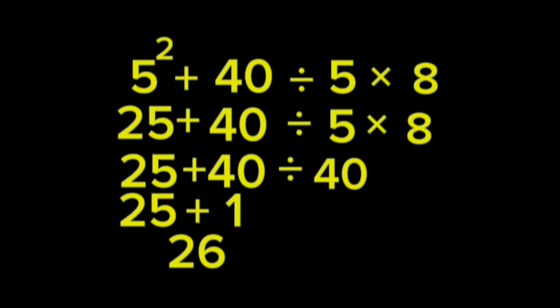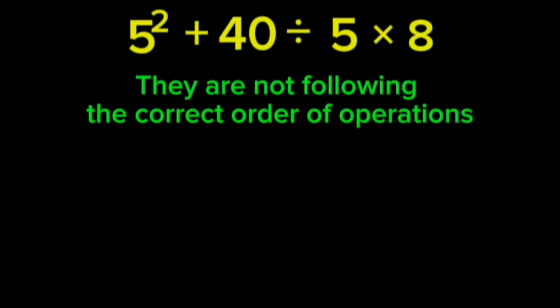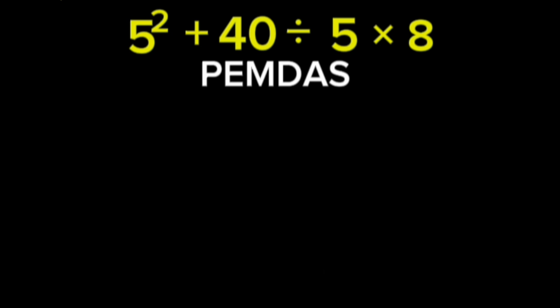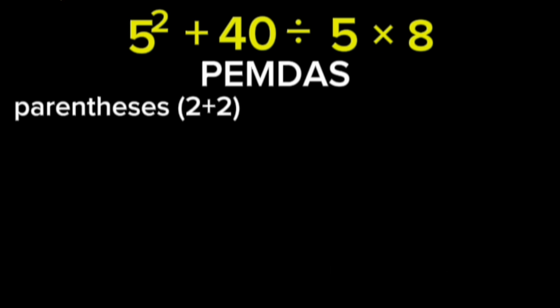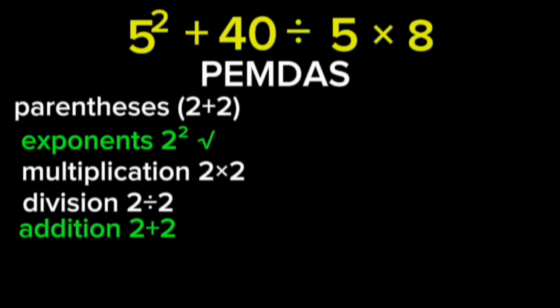So what's really going on here? The problem is simple. They are not following the correct order of operations. To solve this properly, we must follow the rule known as PEMDAS. Let me break that down for you. P stands for parentheses. E stands for exponents. M stands for multiplication. D stands for division. A stands for addition. S stands for subtraction.